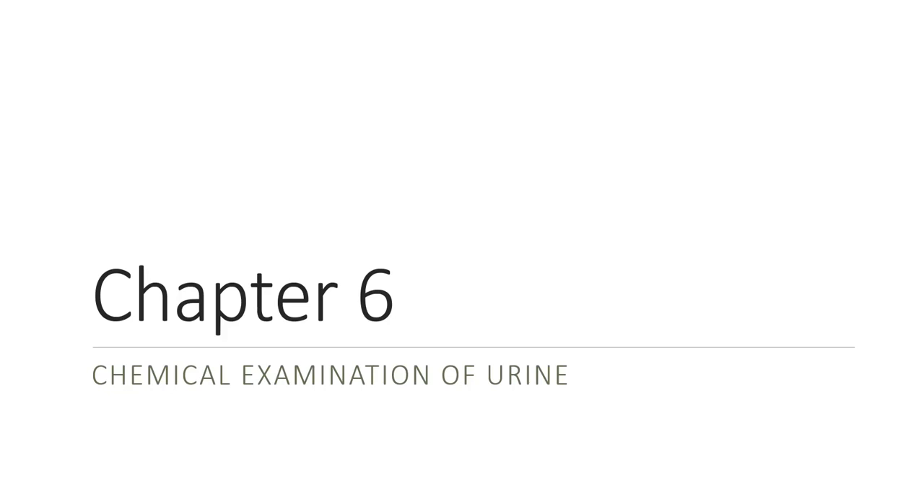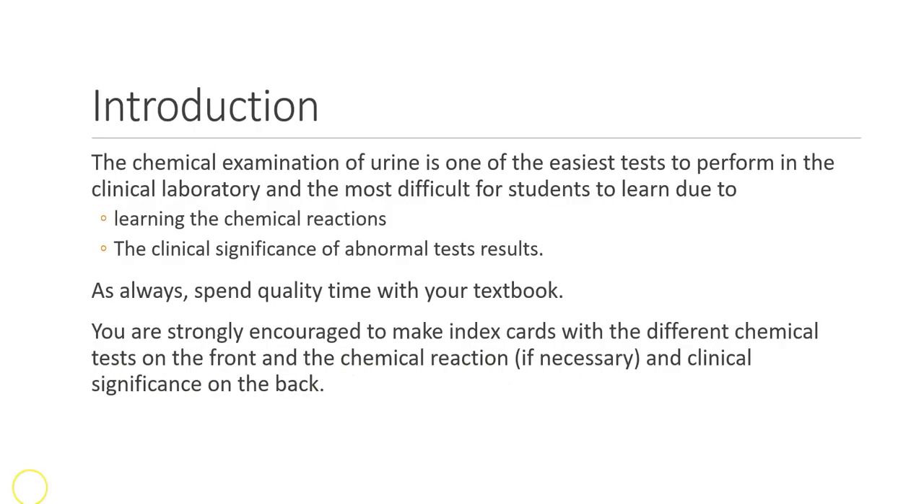Welcome to Chapter 6, one of the more fascinating chapters that you will study, and this is the chemical examination of urine. The chemical examination of urine is one of the easiest tests to perform in the clinical laboratory and the most difficult for students to learn due to learning some of the chemical reactions that occur on the pads and learning the clinical significance of abnormal test results.